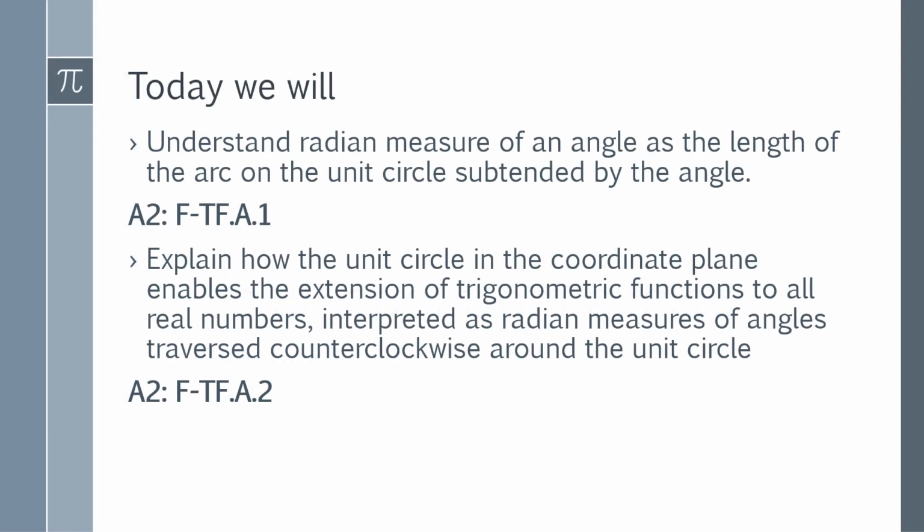Today, we will understand radian measure of an angle as the length of the arc on the unit circle subtended by the angle. Explain how the unit circle in the coordinate plane enables the extension of trigonometric functions to all real numbers, interpreted as a radian measure of angles traversed counterclockwise around the unit circle. Woo! So you know we're gonna be busy for some days, right?